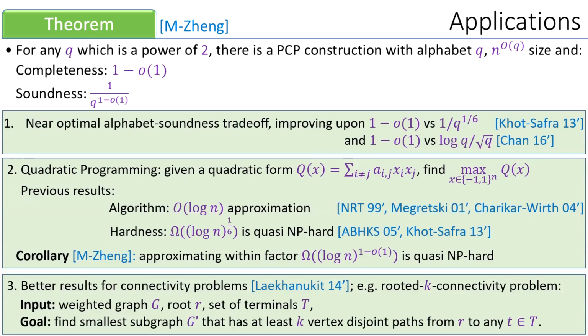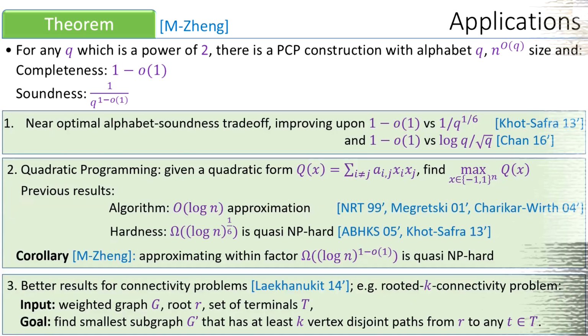Using this alphabet-soundness trade-off, you can get fairly good hardness of approximation results for this problem. This paper gives you a black box reduction from PCP results like that, and we just plug in our result and we get something. Again, it's not really important what exactly we get. I just want to give the flavor of problems that are relevant, or at least some of them. You get a better hardness result.